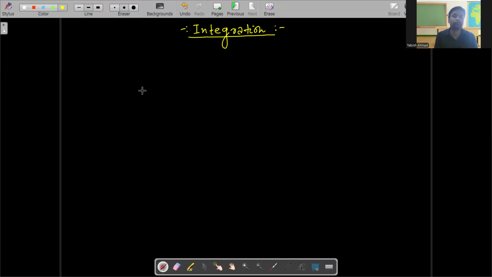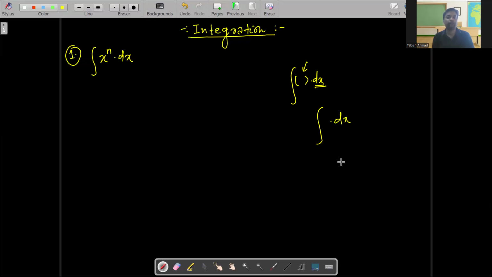Okay, what are the formulas? The first one: if we have to integrate what we did in differentiation, we will write integration of x to the power n with respect to x. So we write the integration sign and dx. Whatever is here is to be integrated with respect to x. This is like an operator, the integration sign and dx. For example, if sin x is here, we have to integrate sin x.